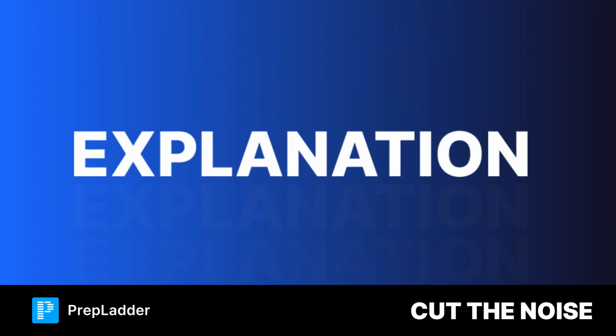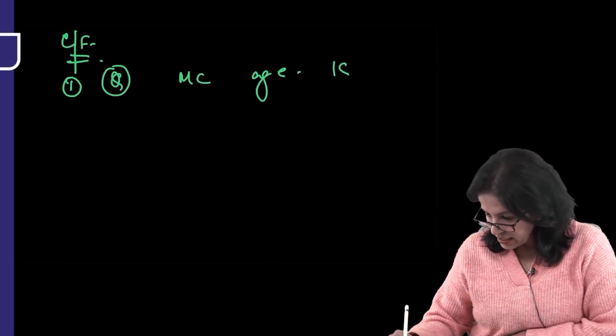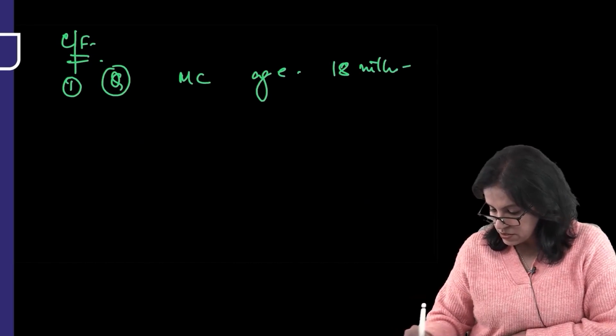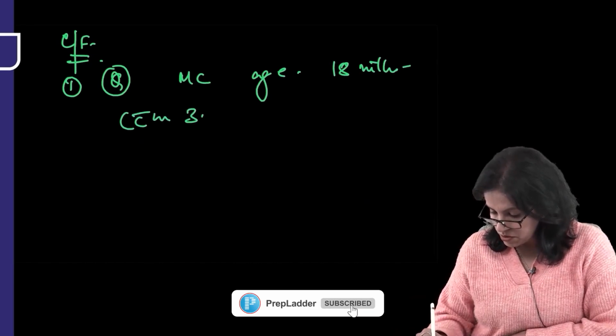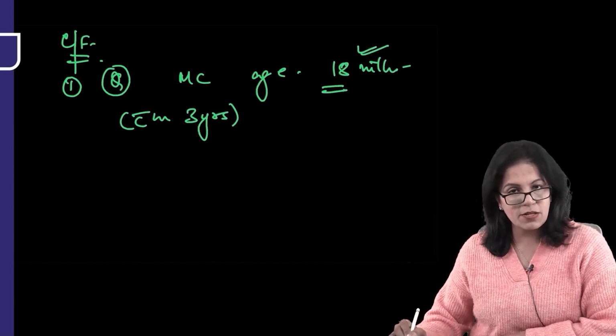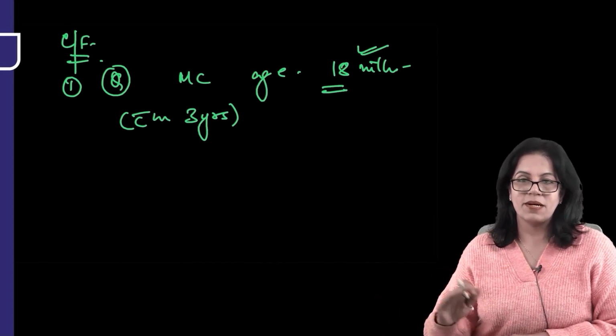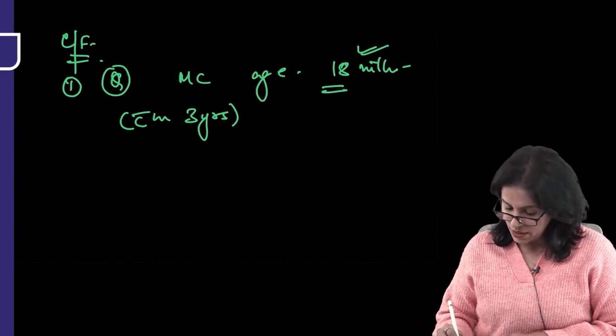Here's the explanation. The most common age we will answer is 18 months. It is common within 3 years, both are true, but commonest is 18 months. So if 18 months is given in the options, we have to mark this. If 3 years is given and 18 months is not given, then we mark 3 years. Got it? So that is number 1.